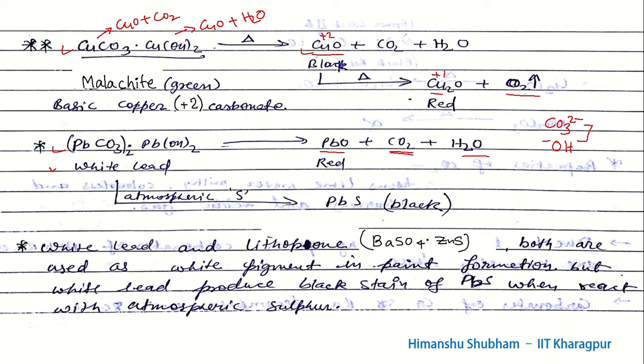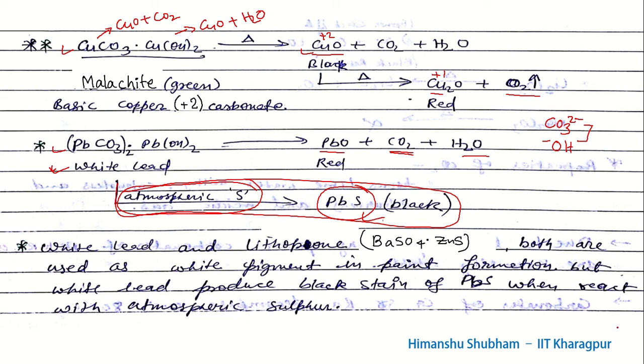Now an interesting fact here is that when white lead and lithophone, which are both components of paint, react with atmospheric sulfur, we get black stains of PbS, and the black stains are formed according to this reaction. We have white lead, which is a component of paint, and it comes in contact with atmospheric sulfur and gives PbS, which looks like a black stain on any wall that is painted.